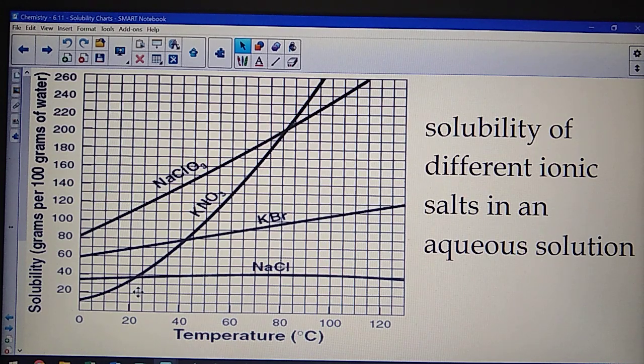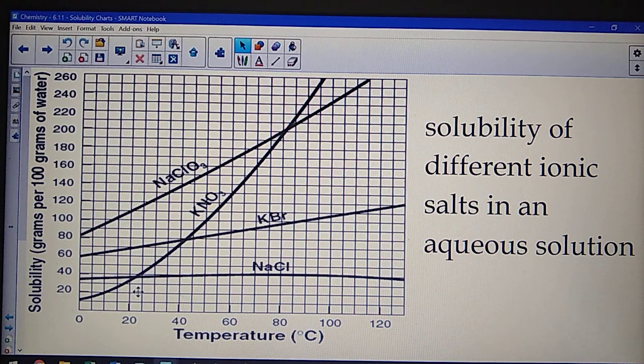If I wanted to know how much would dissolve in 200 grams of water, I would just take every number on the chart and multiply by 2. I'd need twice as much water, so I would need twice as much solute. If I wanted to know what would dissolve into 50 grams of water, well, that's half the solvent, so I'd need half the solute.